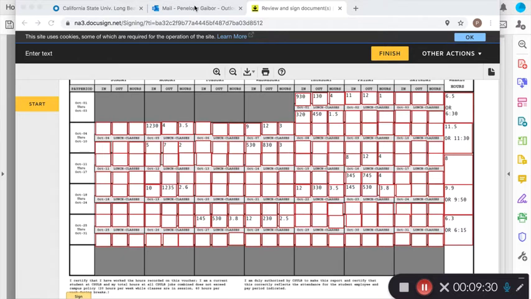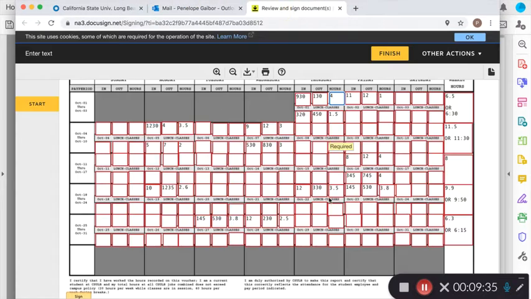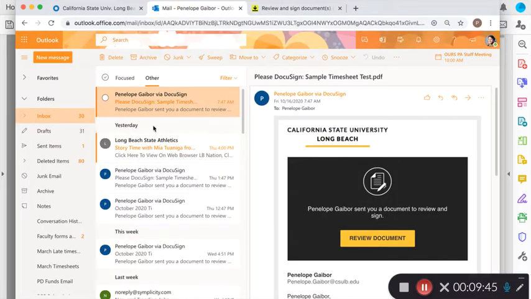If you get a message in your email, let's say you put a review document and your timesheet doesn't appear, what would appear, I believe it'll say send a new link. If you see send a new link, go ahead and press that, and it'll send you a new email where you will have access to the new updated link for your timesheet.